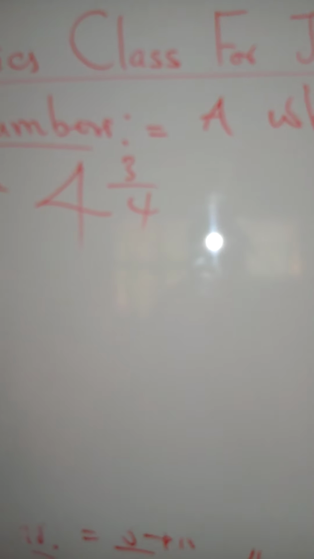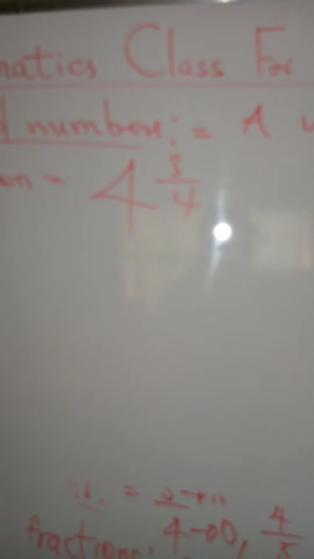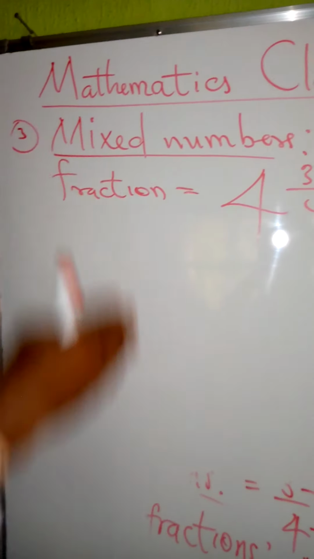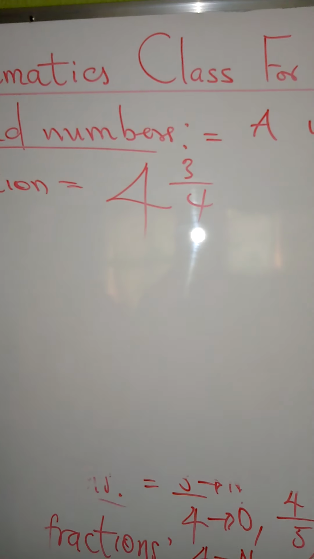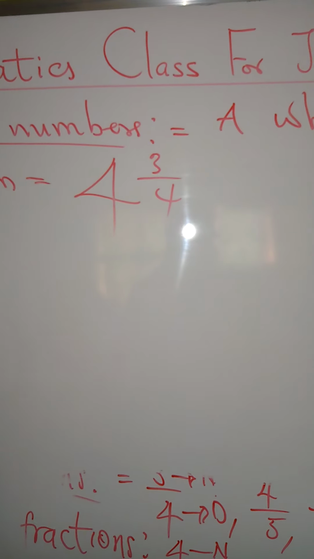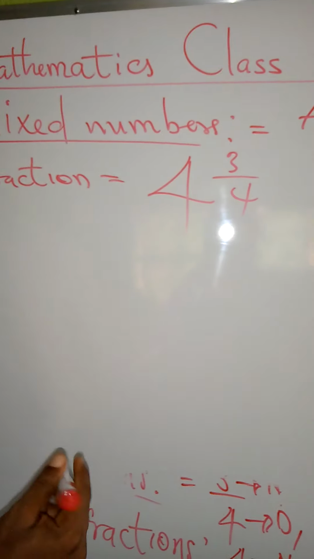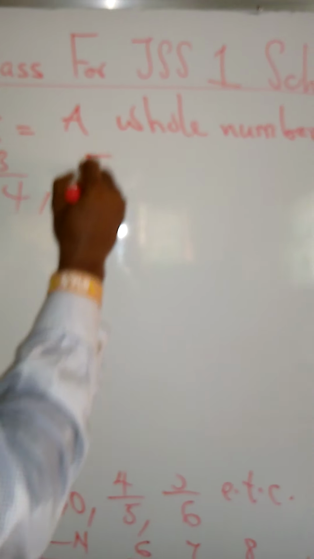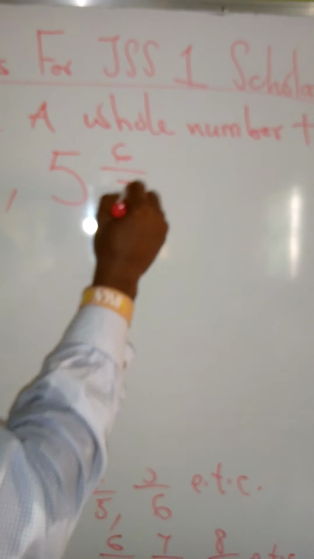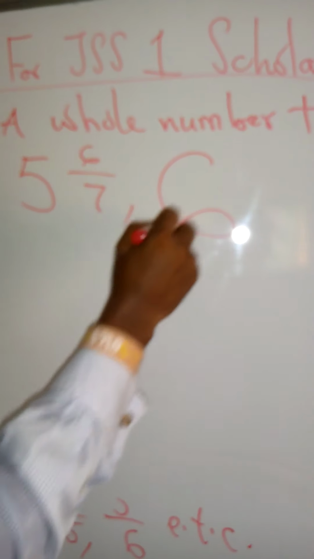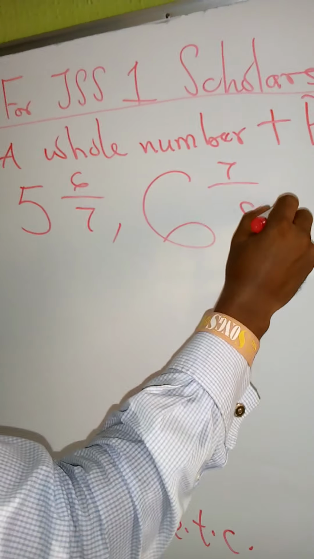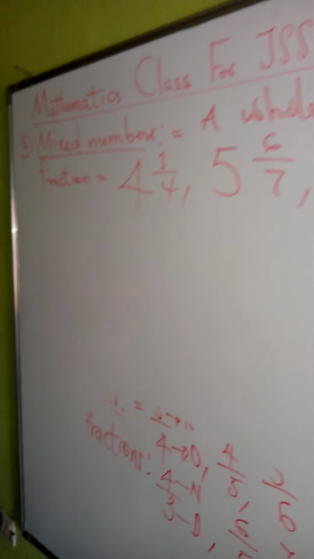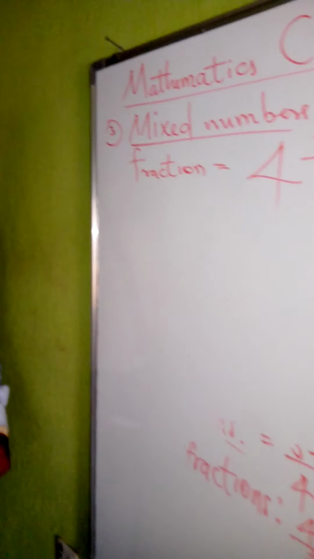So mixed numbers refers to the combination of a whole number and a proper fraction. So to get a mixed number or a mixed fraction, you must have a whole number, then you add up a proper fraction. Further examples, you have 5 whole number, 6/7. You have 6 whole number, 7/8, etc. All of this gives you examples of mixed numbers.